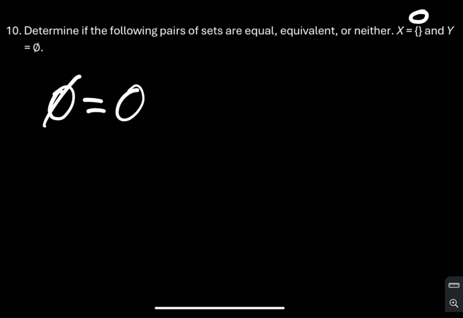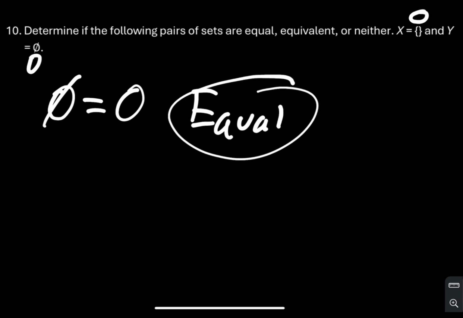And then we have set Y, which is the null notation, which is just a different way of saying that your set is empty and that your cardinal value is 0. So since they have the same amount of elements in each set, they also have the same exact elements in each set. They have nothing. So therefore, these sets are equal. And that's going to be your answer.